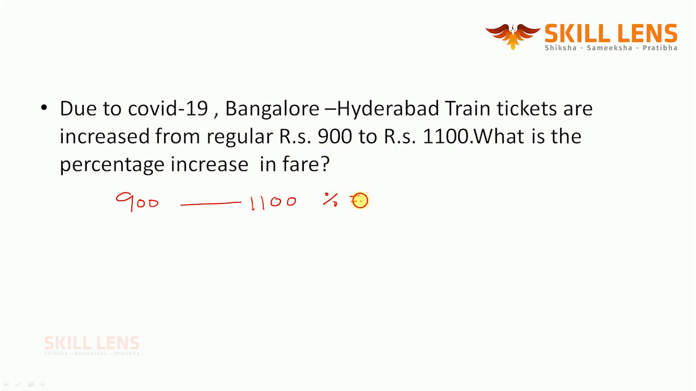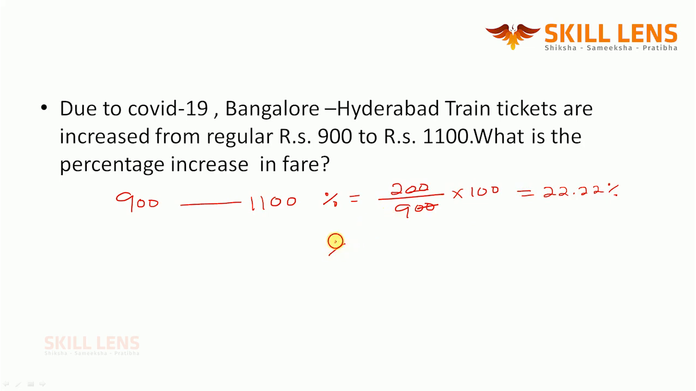What is the change? The change is 200 over what? 900 into 100. So recollect your values. What is 2 by 9? 22.22%. So can I conclude?